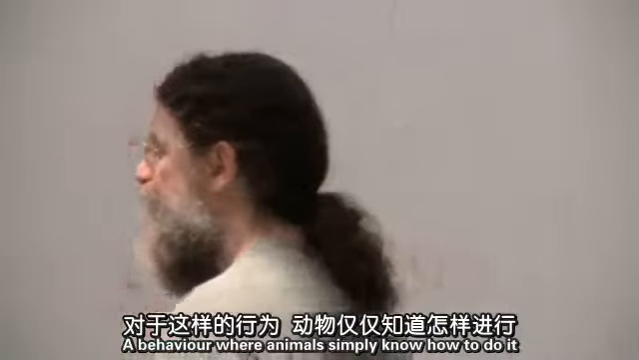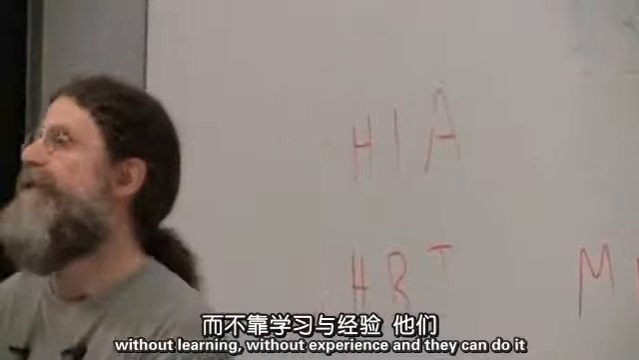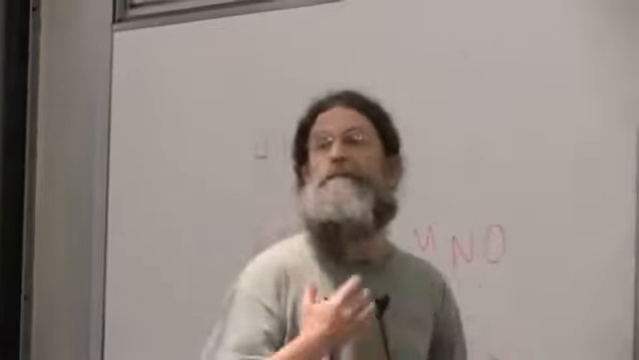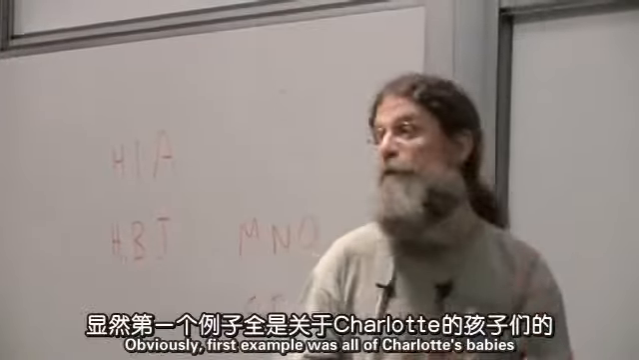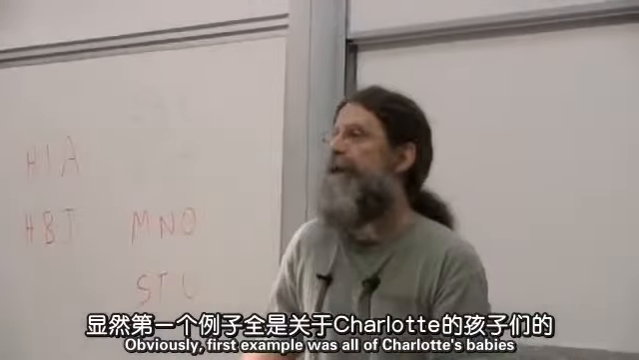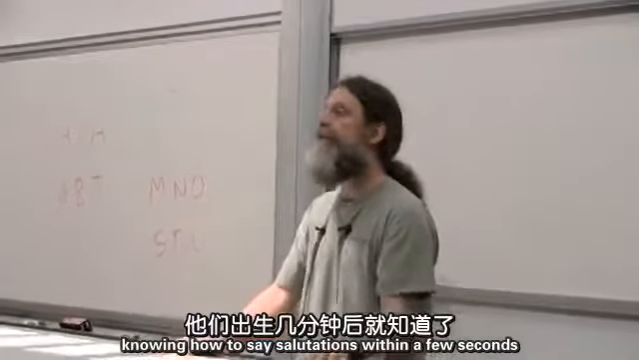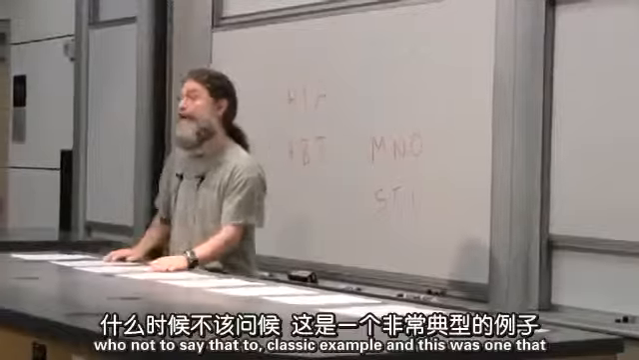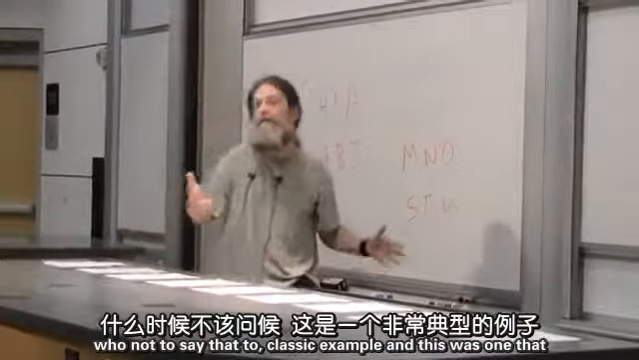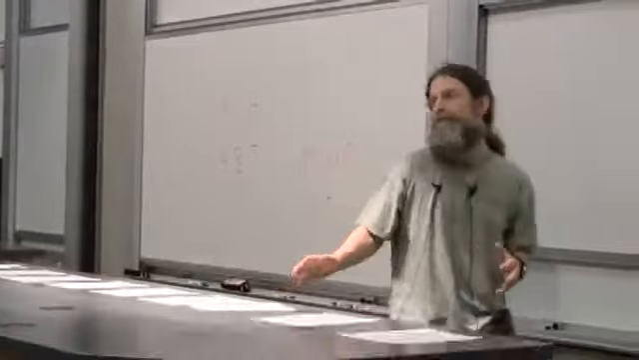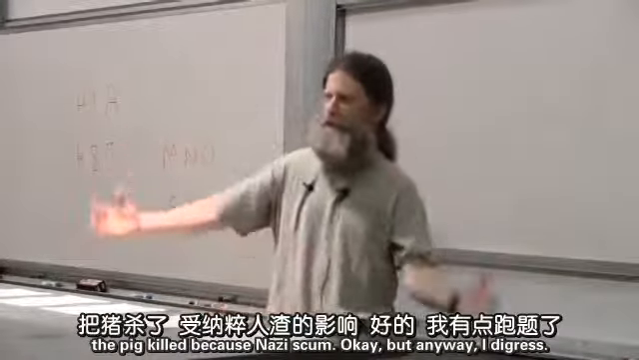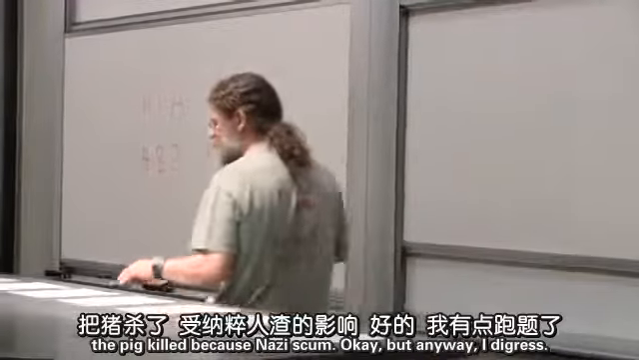Okay, so what would be examples? What does this look like? A behavior where animals simply know how to do it without learning, without experience, and they can do it right from the start, and nonetheless experience shapes it better. Obviously, first example was all of Charlotte's babies knowing how to say salutations within a few seconds of being born there, and no doubt they would soon learn who not to say that to. Classic example, and this was one that Lorenz studied for years and always wanted to have the pig killed because of that Nazi scum. Okay, but anyway, I digress.